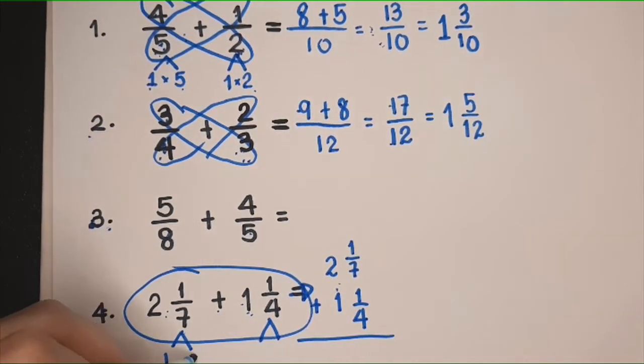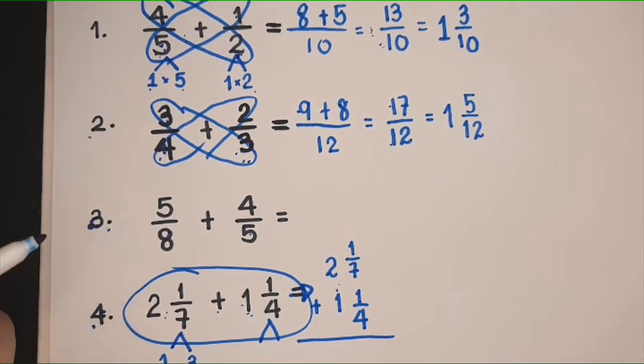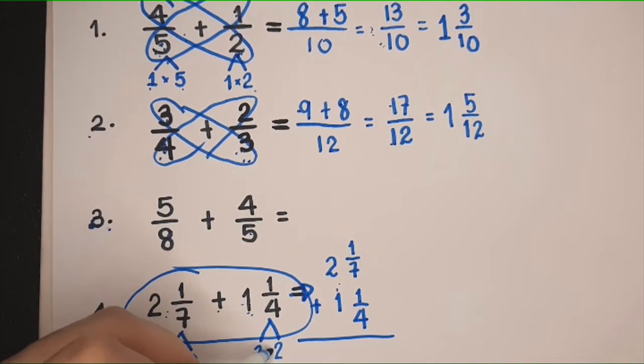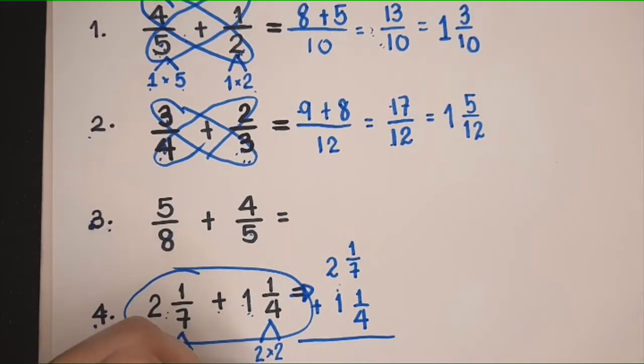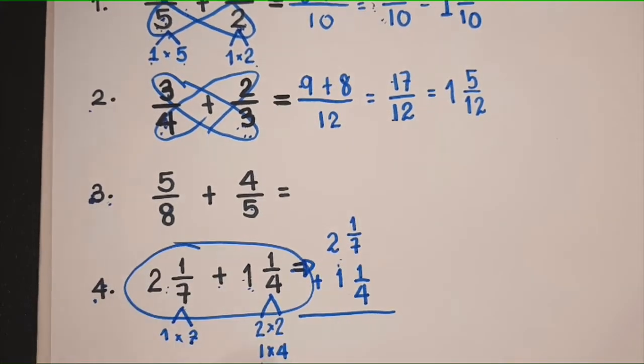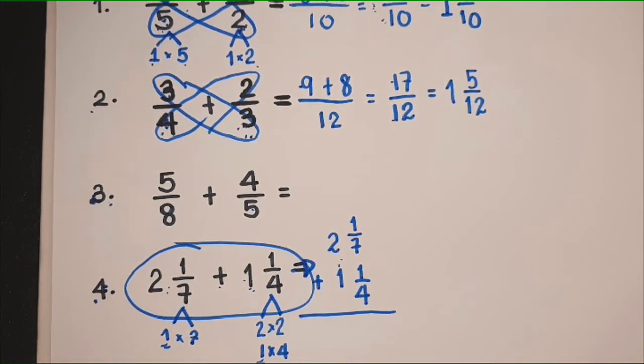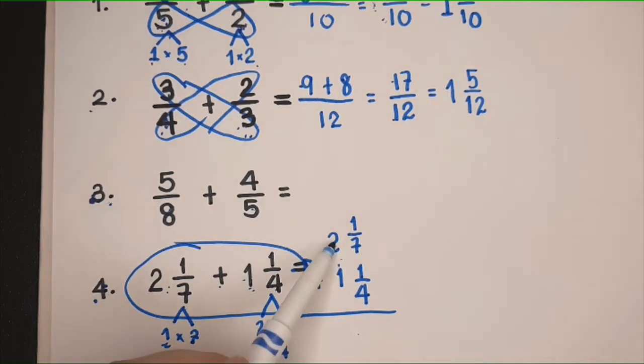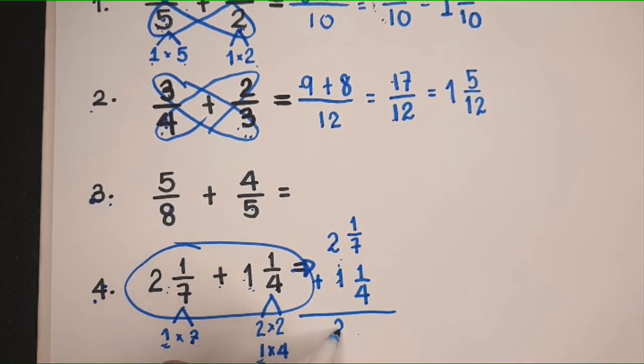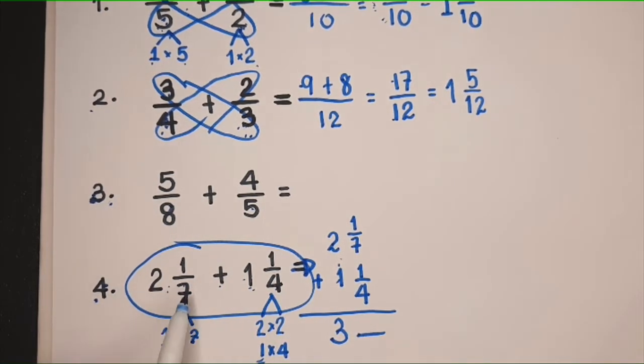Kagaya ito, 1 times 7. Right? Ito, it can be 2 times 2. Okay? Pwede rin 1 times 4. So, you see, wala naman silang common factor aside from 1. Okay? So, all you have to do is to multiply the denominator. So, parang ang sagot dito talaga ay 2 plus 1, you'll get 3. Tapos dito, you deal with the fractions. Okay? It's 7 times 4. So, the denominator that you're going to use is 28.